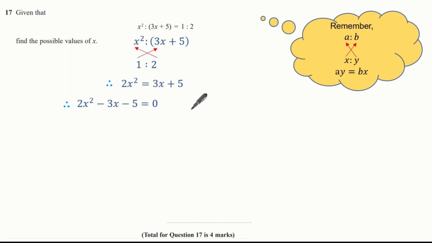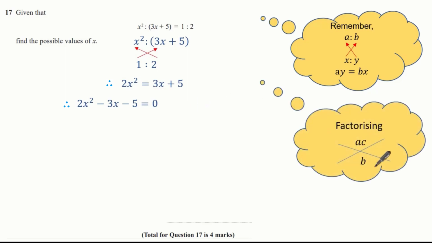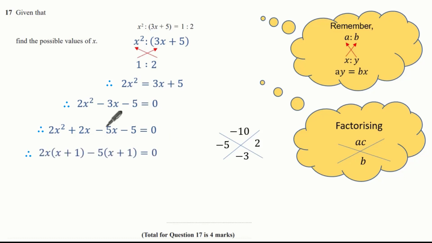Now there's lots of different ways that you can factorize, but I'm going to use the ac b method, whereby ac is the result of our 2 multiplied by our minus 5, and our b is our minus 3, as I've indicated here. Then we need to think, well, what two numbers multiply together to give minus 10 and add together to give minus 3? Well, the answer is minus 5 and 2. So putting this back into our equation, this means 2x squared plus our 2x subtract our 5x minus 5 equals 0.